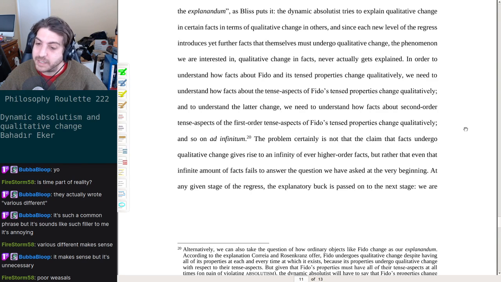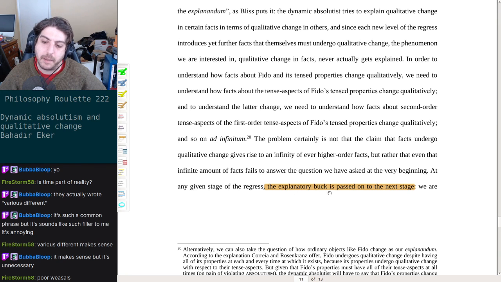The problem certainly is not that the claim that facts undergo qualitative change gives rise to an infinity of ever higher order of facts, but rather that even that infinite amount of facts fails to answer the question we have asked at the very beginning. At any given stage of the regress, the explanatory buck is passed to the next stage. Let me just point this out right here. This sentence right here, the explanatory buck is passed to the next stage.